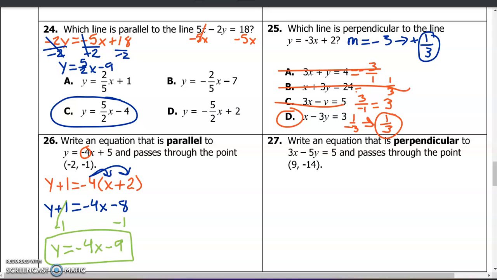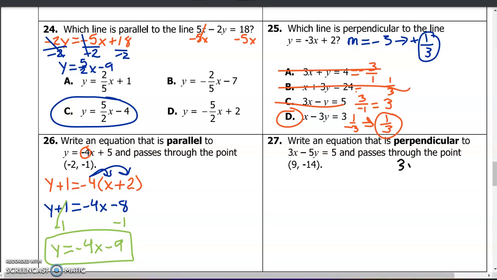On 27, we're writing one that's perpendicular, right? So remember, negative reciprocal now. And they also give it to us in standard form, right? So we need to figure out what's the slope of that one. So again, normally I would change this 3x minus 5y equals 5. I need to change it to slope-intercept form, right? So if I was going to do that, right, let's say this time I'm going to work it out instead of taking my little shortcut. So that way I can show you both ways.